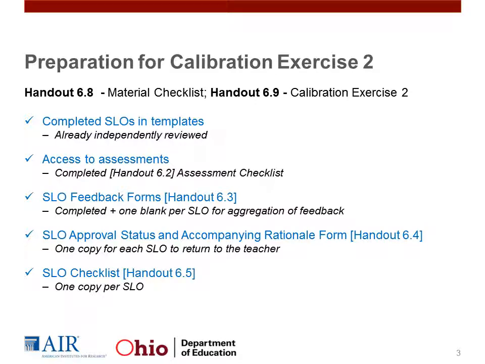Finally, a copy of the SLO checklist, which is Handout 6.5, for each SLO. If review committee members determine that the SLO review does not require any revisions, the committee can check or mark not applicable for each criterion in each component and submit the checklist as a part of the SLO's record of approval.